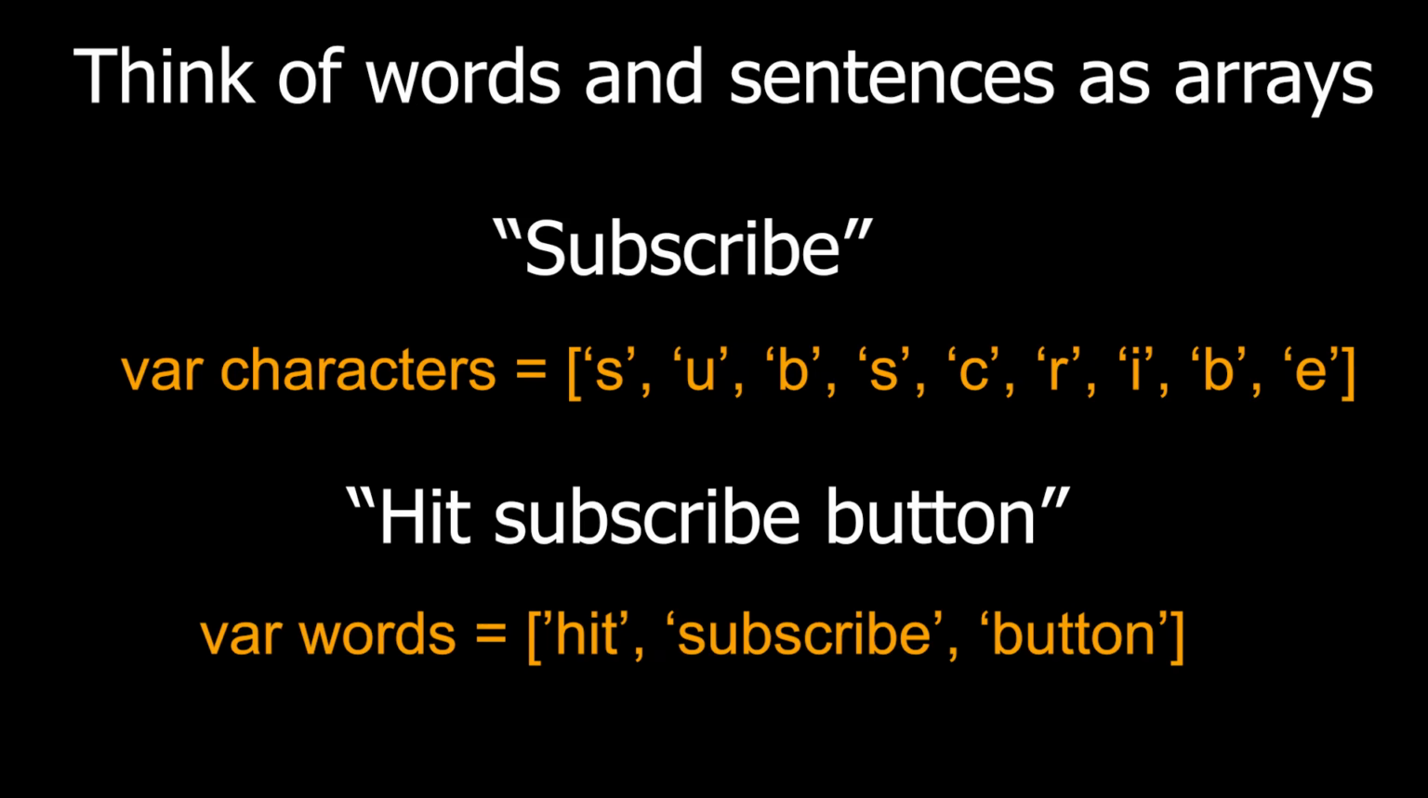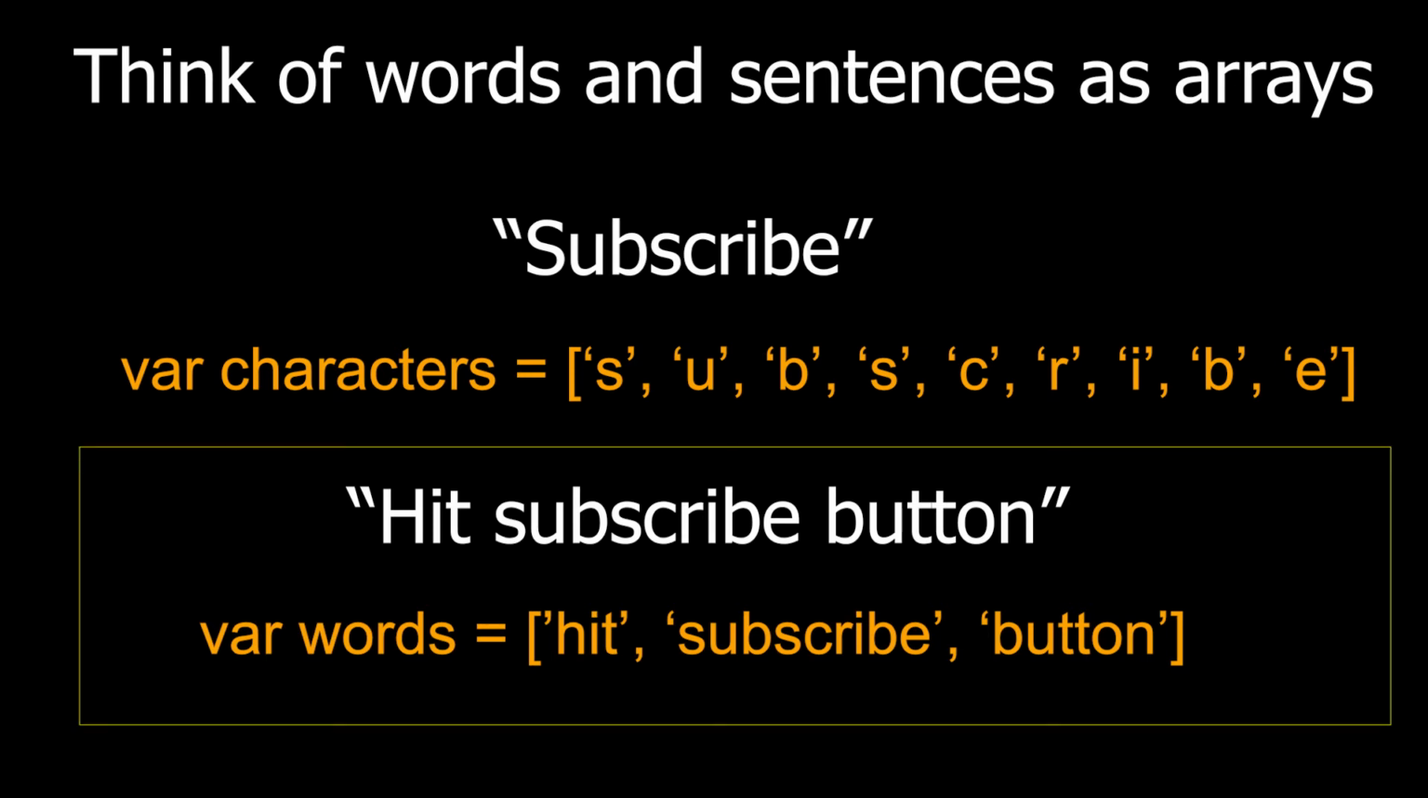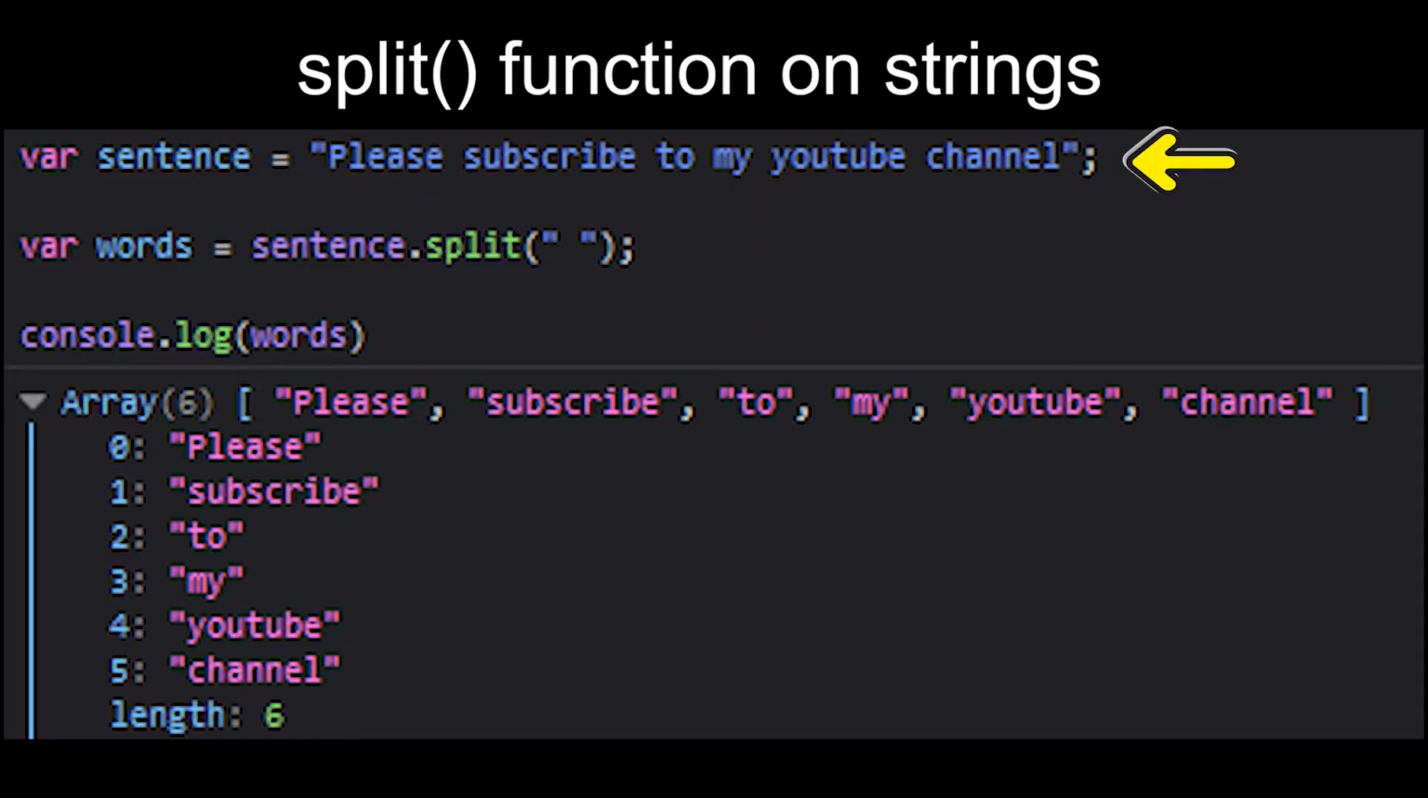While we're still on the topic of creating arrays, you should know that you can think of words and sentences as arrays. A word is simply an array of characters, and a sentence is an array of words. The string data type in JavaScript provides the split function to convert a string to an array. Here we have a string variable called sentence, and it's set to the value, "Please subscribe to my YouTube channel." This sentence can be viewed as an array with 6 word elements, where each word is separated by a space.